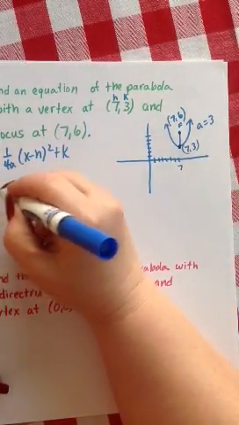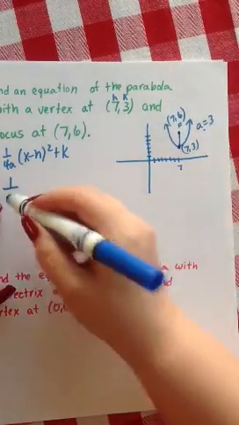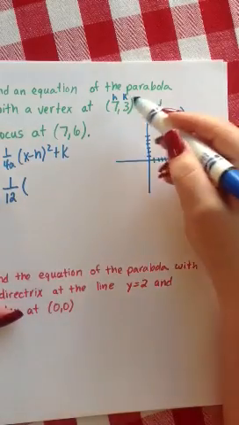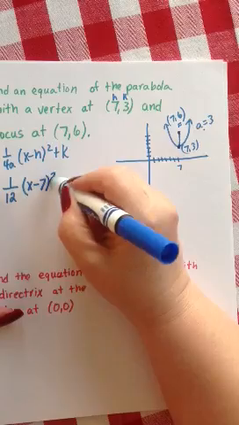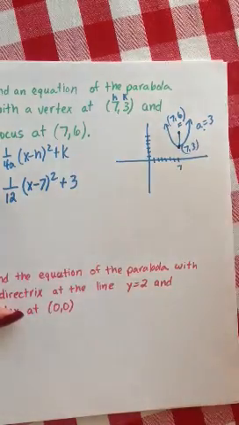So it'll be y is equal to 1 over, since a is 3, 4 times 3 is 12, and our h is 7, so it's going to be (x minus 7) squared plus k, so it'll be plus 3.